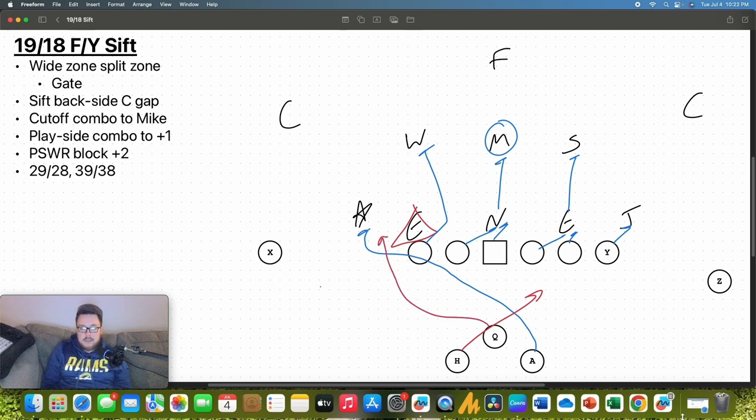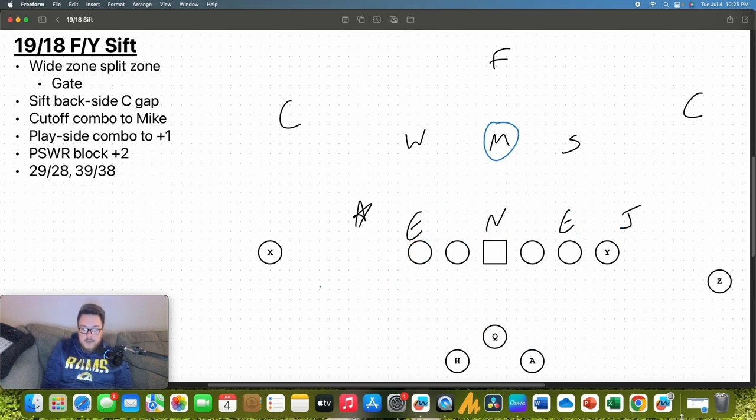And there's two different ways that you can call this. If you have a smart fullback, he should know on a 39-38 sift play that he does not need to sift the C gap. He needs to loop around that defender and get to the star. So instead of calling F or Y sift, you could call F or Y bear. Now, I don't recommend running 39 F sift here.